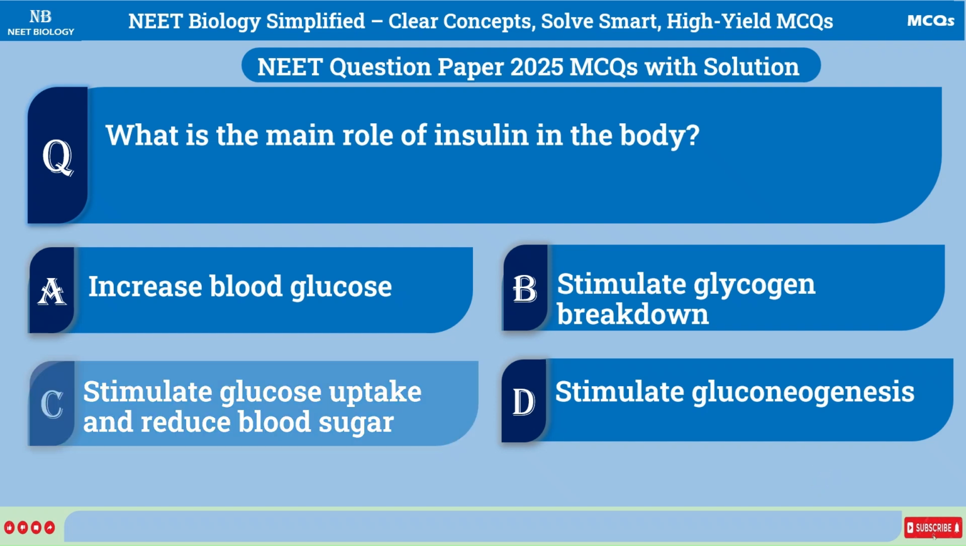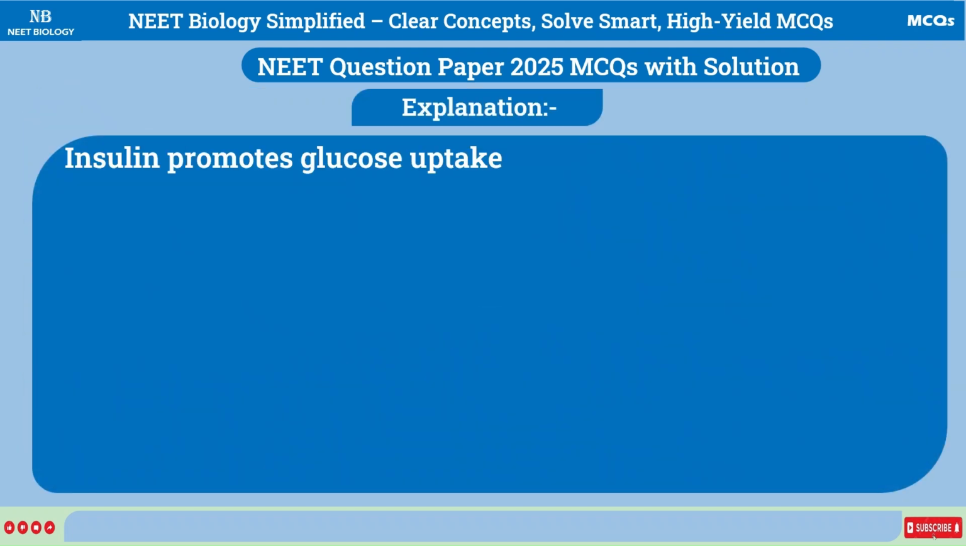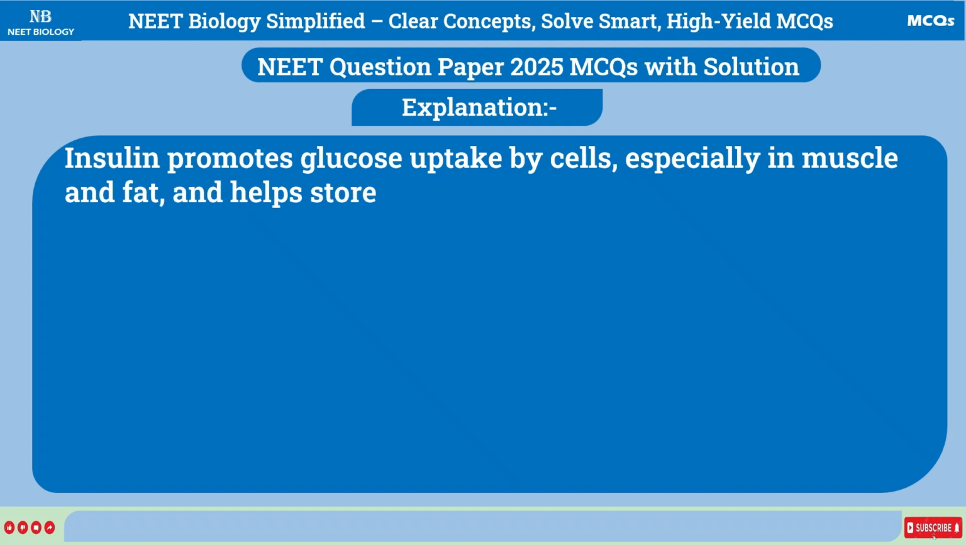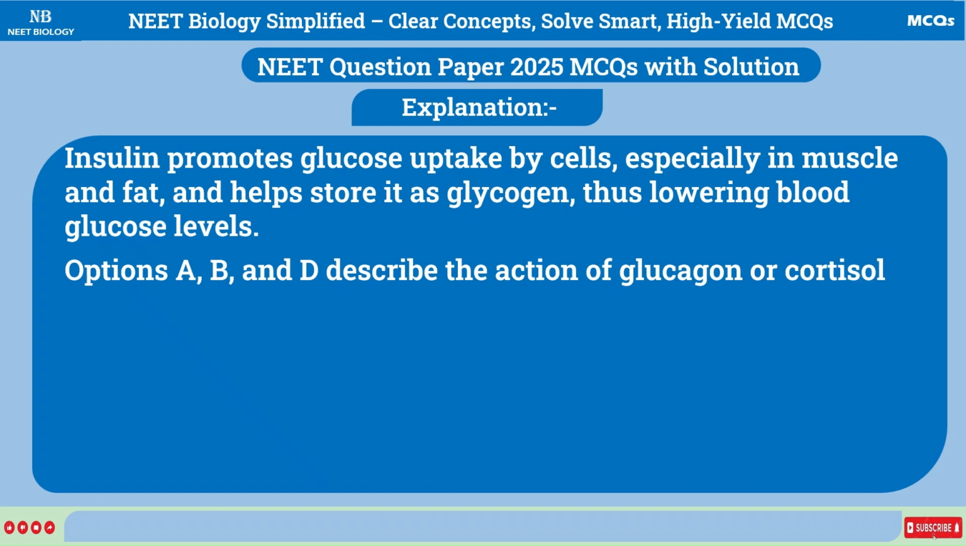Correct answer is C. Stimulate glucose uptake and reduce blood sugar. Explanation: insulin promotes glucose uptake by cells, especially in muscle and fat, and helps store it as glycogen, thus lowering blood glucose levels. Options A, B, and D describe the action of glucagon or cortisol, not insulin.